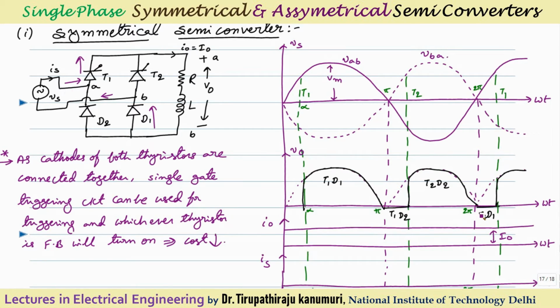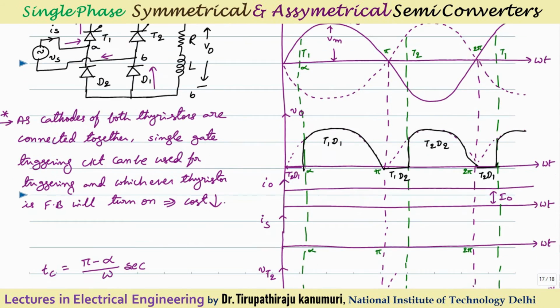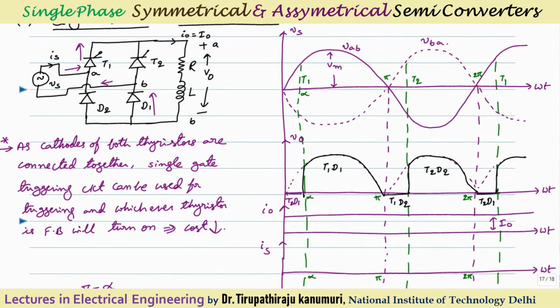Again at 2 pi, what will happen? Now T2 will be there. Now whatever the current is carried by D2, that will be taken over by D1. So output voltage will become equal to 0. So similar way here also what will be the value? So here also T2 and D1 will conduct. I hope this is clear up to now. Let us proceed for the source value of the current.